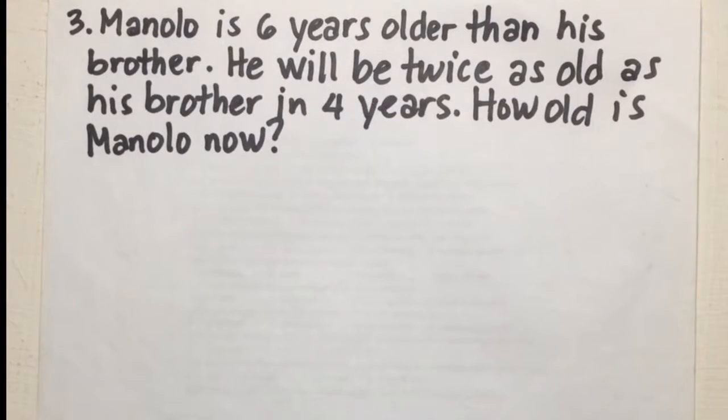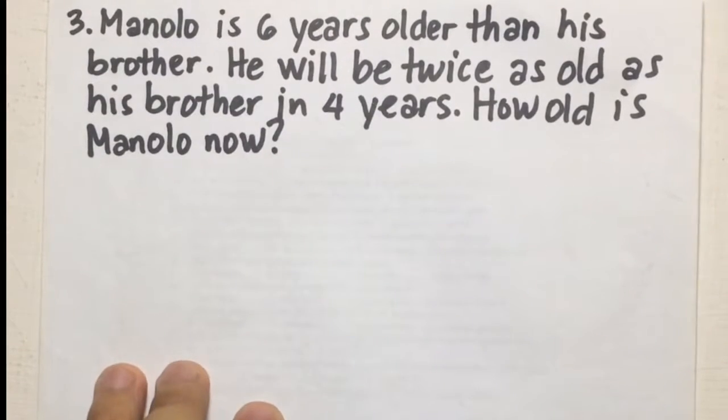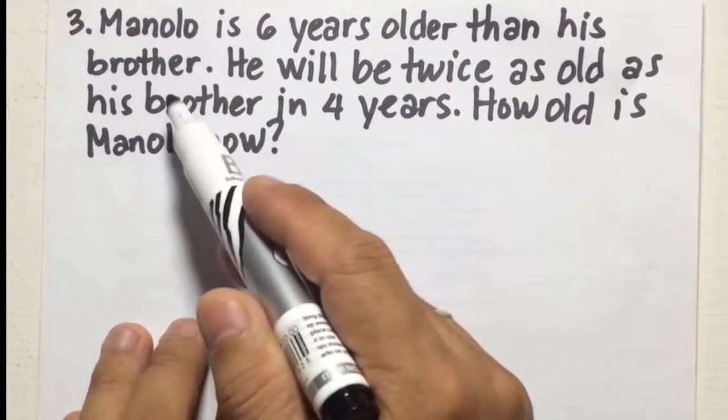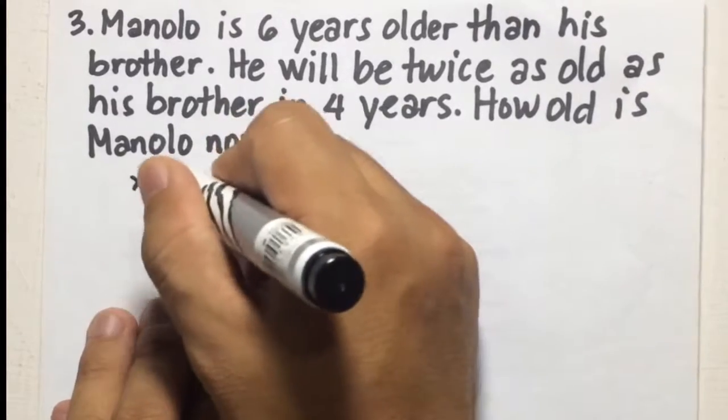Problem number 3. Manolo is 6 years older than his brother. He will be twice as old as his brother in 4 years. How old is Manolo now? So that's our first representation. Manolo is 6 years older than his brother, so we can let X be the age of his brother.